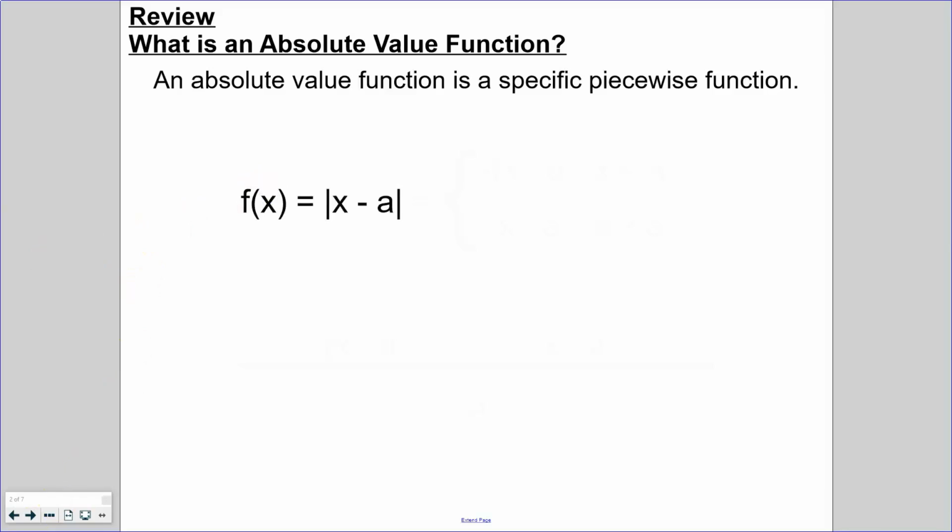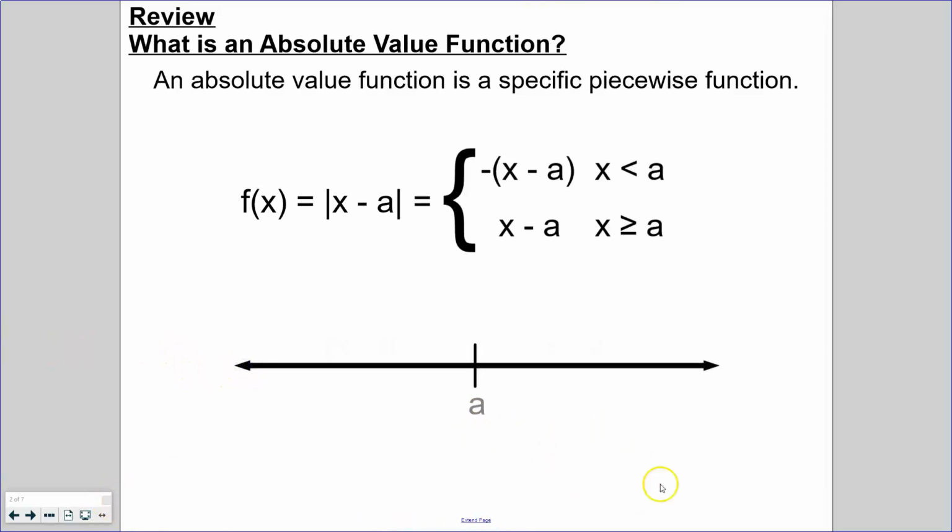And our absolute value function can be written as f of x is equal to the absolute value of x minus a. Now, if we remember back from pre-calculus, the absolute value of x minus a can be broken up into the positive piece and the negative piece. So we'll go ahead and break this up. We can see that our absolute value is equal to the negative piece, negative the quantity of the inside, when x is less than a. And when x is greater than or equal to a, we would use the positive piece, x minus a.